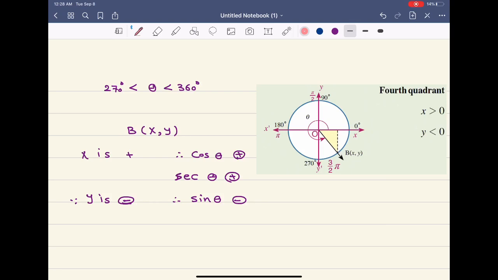And since tan theta equals sine theta over cosine theta, which equals negative over positive, which equals negative, therefore all of the trigonometric functions are negative in the fourth quadrant except cosine and sec, which are positive in the fourth quadrant.